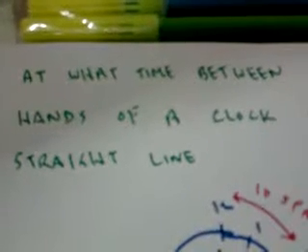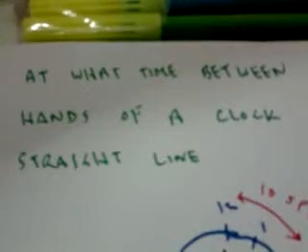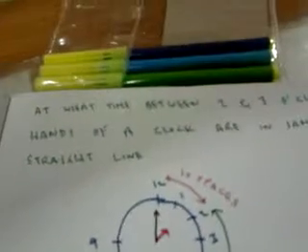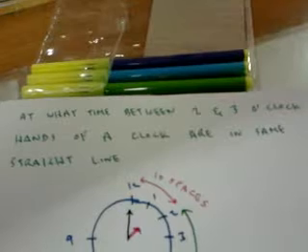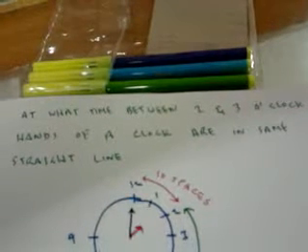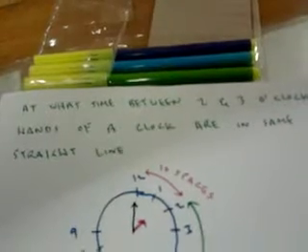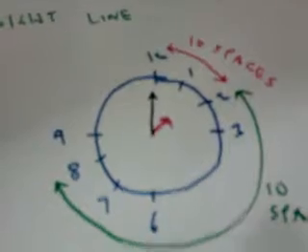Hi friends, now let us do a typical problem in clocks. Simple sum. At what time between 2 and 3 o'clock the hands of a clock are in the same straight line? Repeat. At what time between 2 and 3 o'clock the hands of a clock are in the same straight line? Since it is between 2 and 3 o'clock, make a figure of a clock at 2.